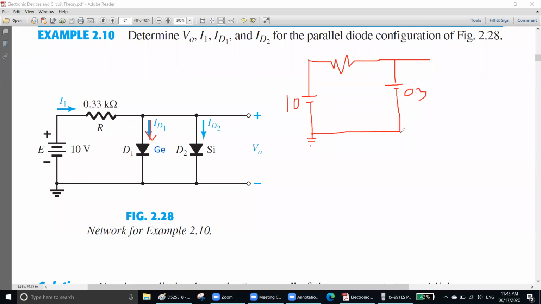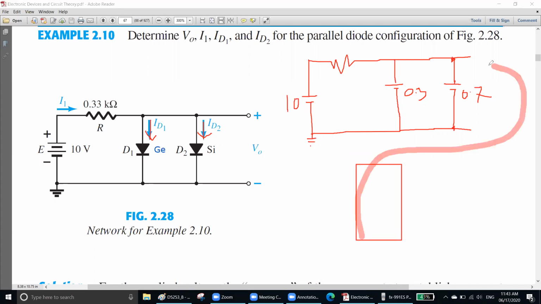That means your germanium is taking some current, right? Now, if current goes through these, it will have 0.7, right? For sure. It will have 0.7 if current goes through these. Now, if you take a multimeter and place the red pin here and place the black pin here, what will happen? What will be your reading? Which one will it get? 0.3 or 0.7?